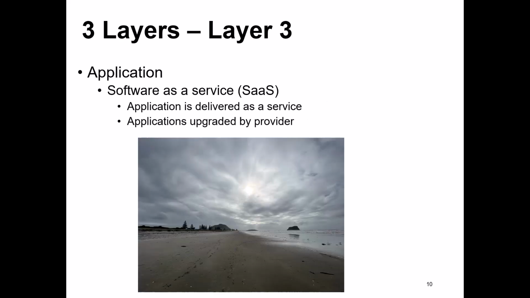The third and final layer is the application layer, or what we call software as a service. This is where everything is delivered as a service. A classic example of this is something like Salesforce. The applications are provided by the actual application provider, and they take care of things like upgrades, etc.